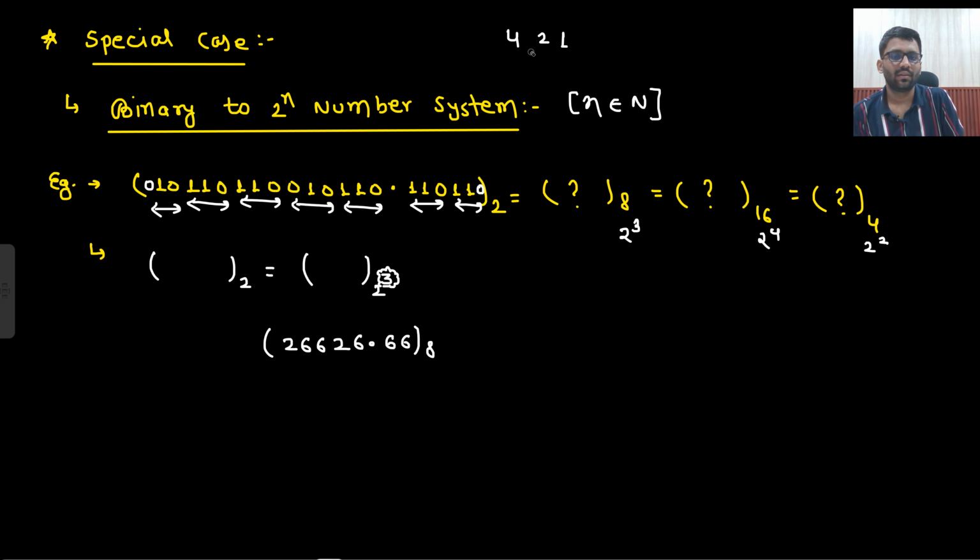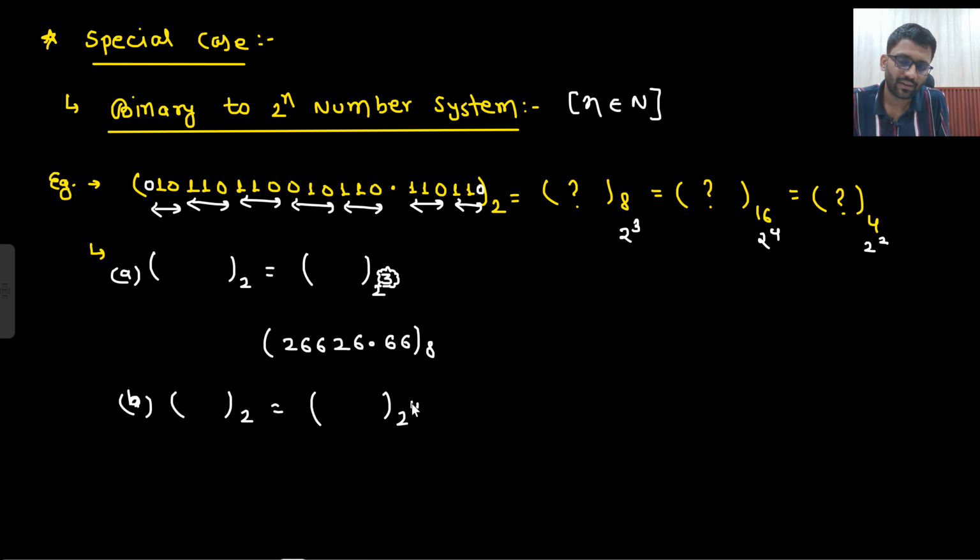Okay. If I need to convert it to, this was your A, you can say. If I need to convert it to 2 to the power 4, that means 16. So what is the number here? 4. So I have to make the group of 4. So let's remove it off. So let's start from here and make the group of 4. So from point only you will start.